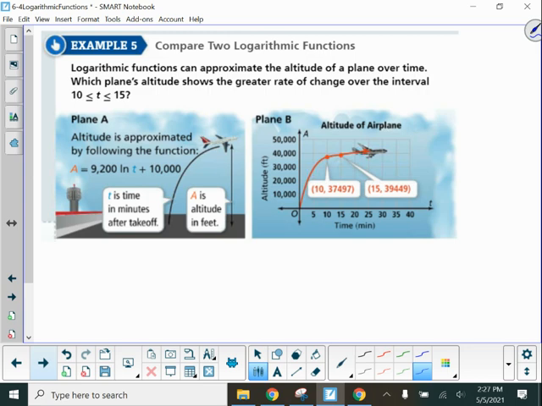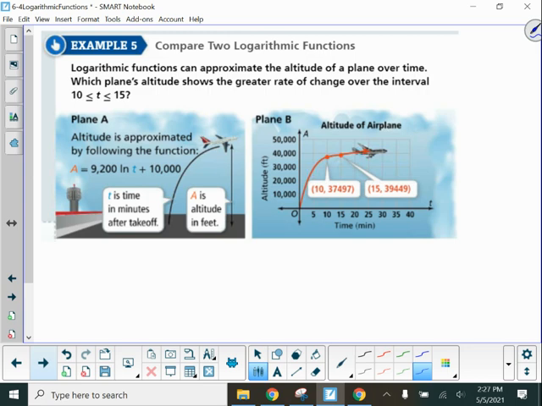Lastly, comparing logarithmic functions. We can use these to approximate the altitude of a plane because when a plane takes off, it rises very quickly and then kind of plateaus, although it is still rising a little bit. That's why this T is using the time frame that it is, because once your plane reaches its ideal altitude, it's not going to keep climbing. So that's one reason why this equation is only good for maybe 20 or 30 minutes after takeoff.